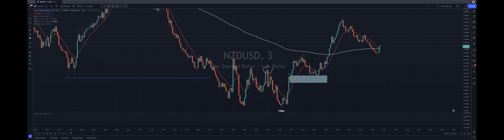Then they pushed up and broke a structure, right? So now you're waiting for them to come back into an order block. If there's an order block here, or even if there's no order block, maybe this will be your last area where the price can come to. It comes with certain variations, which you just have to learn.